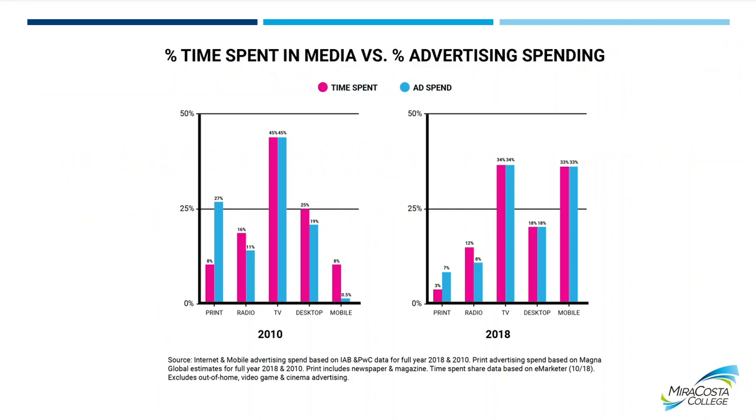So here's a little chart showing the percent time spent in media versus advertising spending from 2010 to 2018. So just a couple years old, not too old. But if you take a look here, the main one, print, look at the difference here. It went from 27% of ad spend to only 7% of ad spend. And look at TV, which has jumped along with desktop and mobile. Look how much that's jumped. Desktop and mobile, mainly mobile. Look at that, 33% mobile.